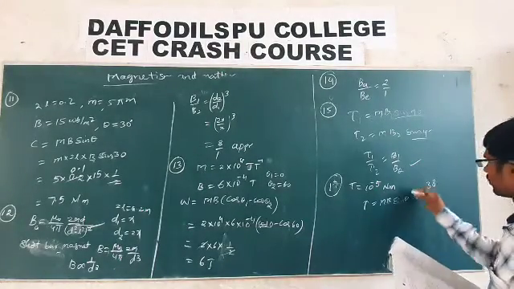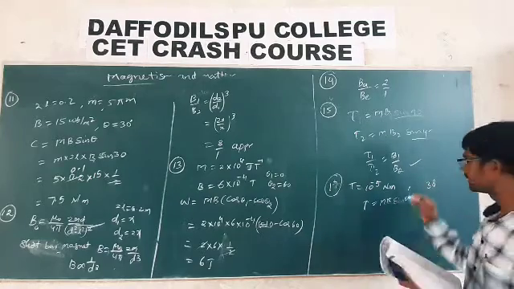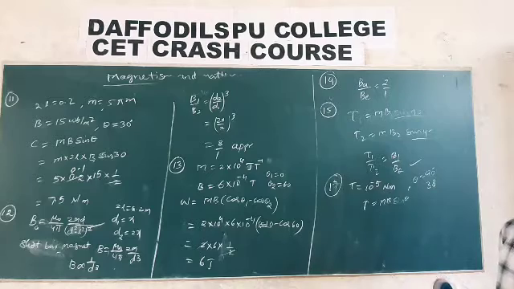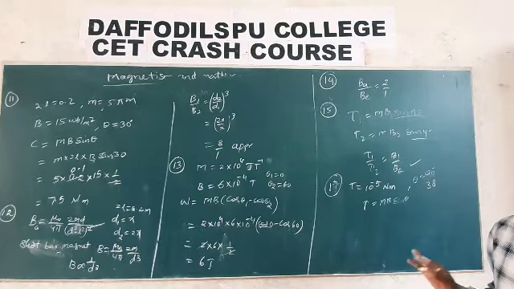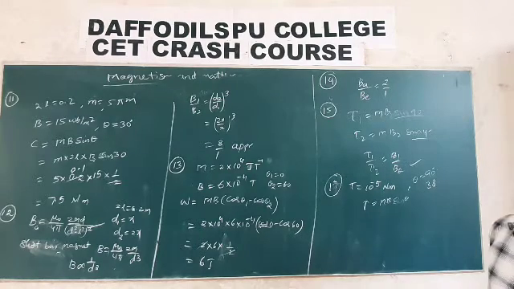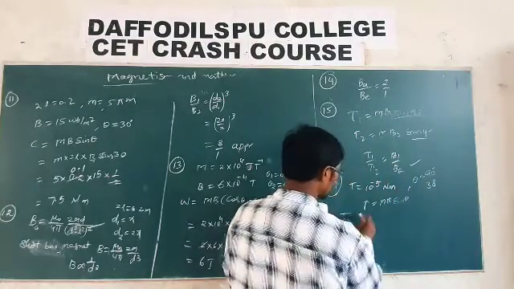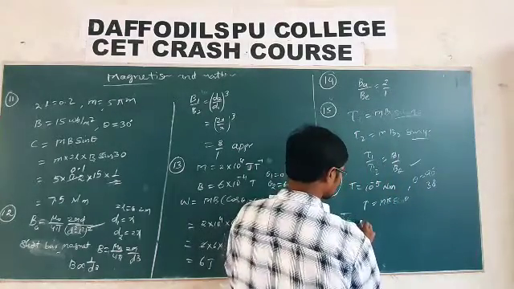19th one. Which of the following is responsible for the Earth's magnetic field? Convective currents of the molten iron, which is in the interior of the earth, which are convective fluids in motion. Second option. Let us see 20.